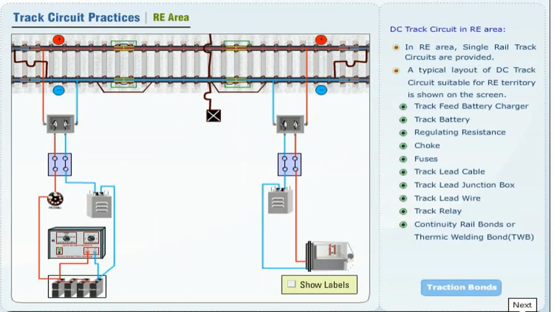DC track circuit in RE area. In RE area, single rail track circuits are provided. A typical layout of DC track circuit suitable for RE territory is shown on the screen.